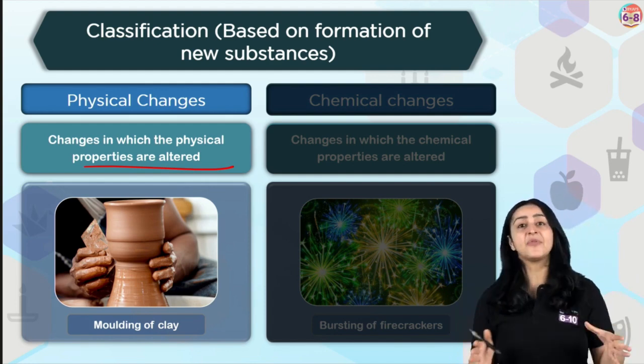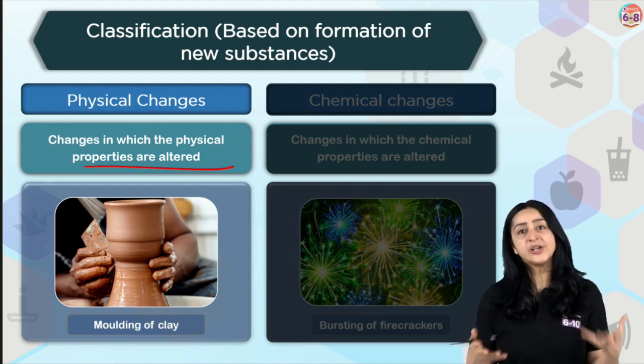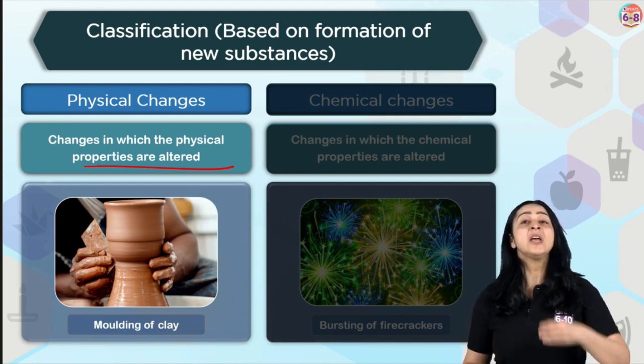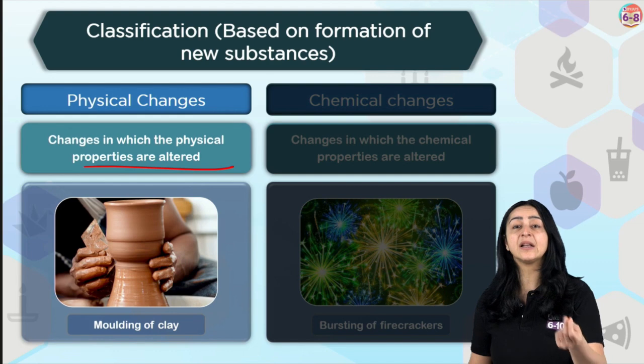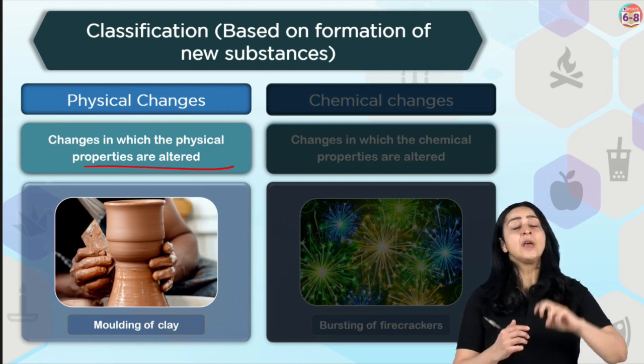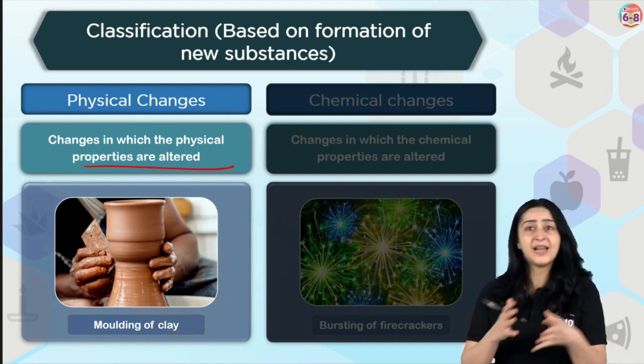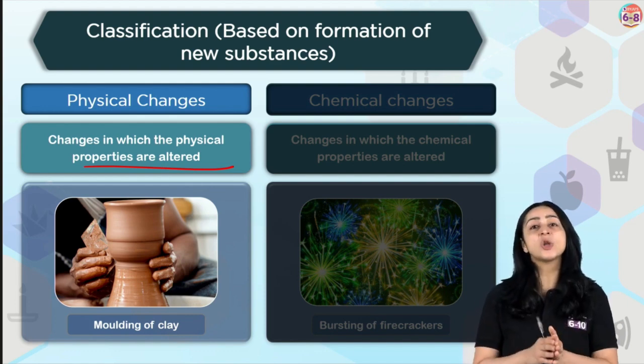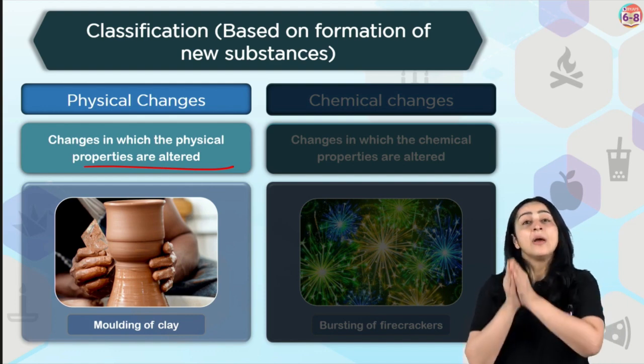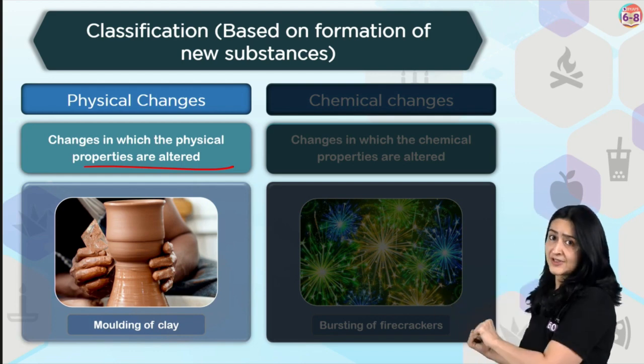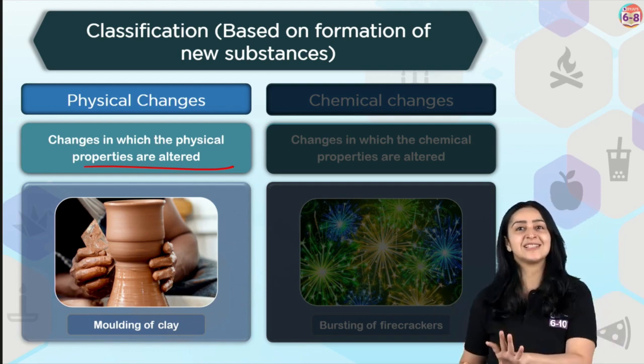Change is basically something that alters one or more properties of a substance. Change can be classified basically into two categories. We have, based on reversibility, reversible and irreversible changes, and then based on whether a new substance is formed or not. When there is no new substance formed, we say it's a physical change. When there is a new substance formed, we say it is a chemical change.